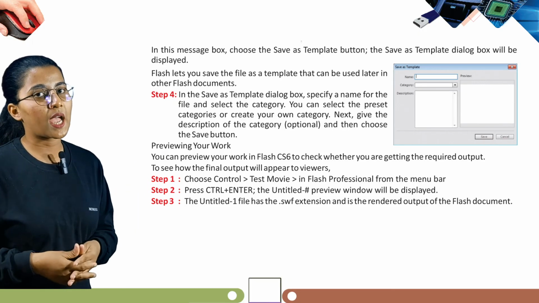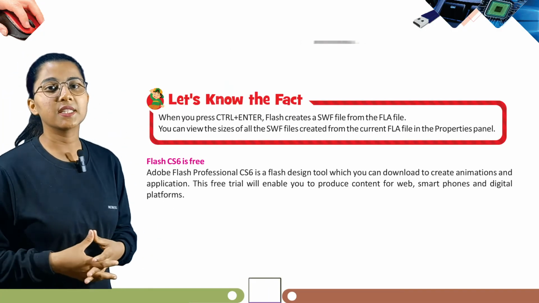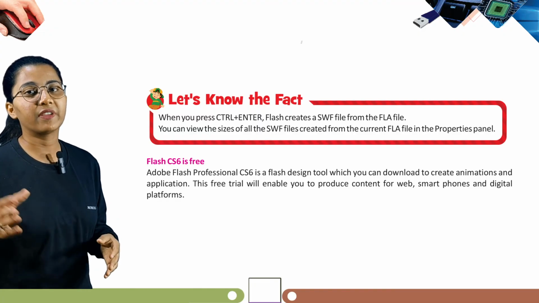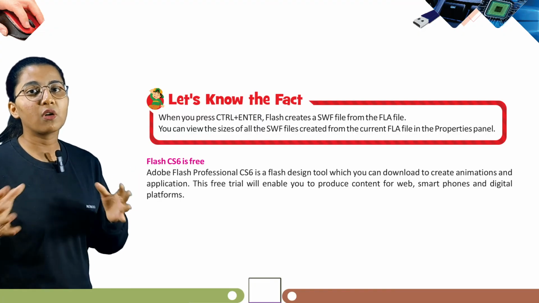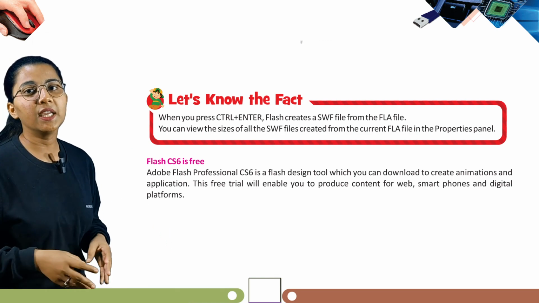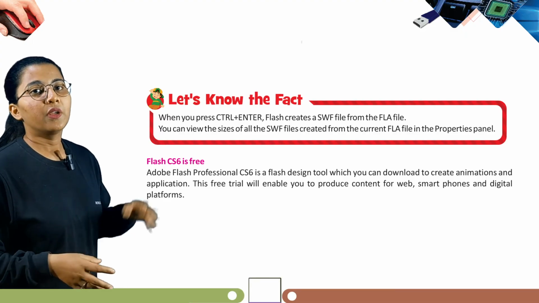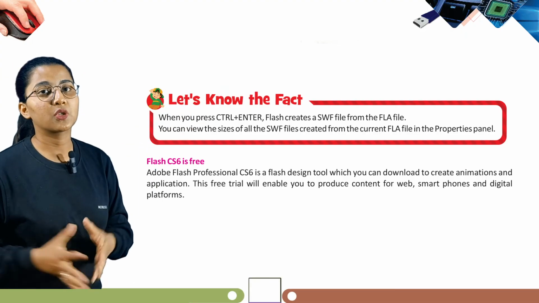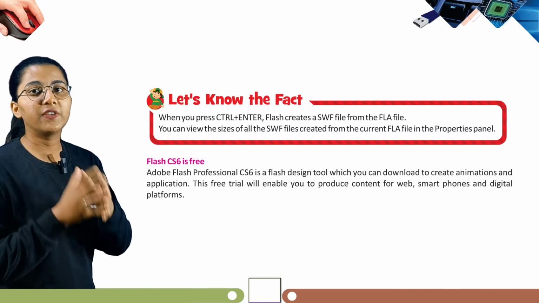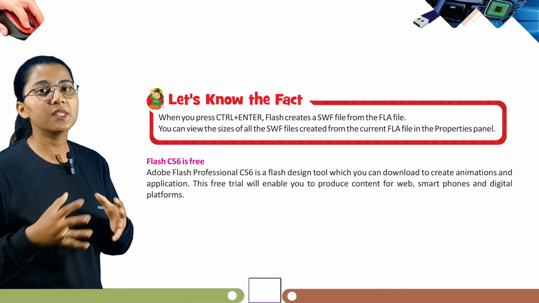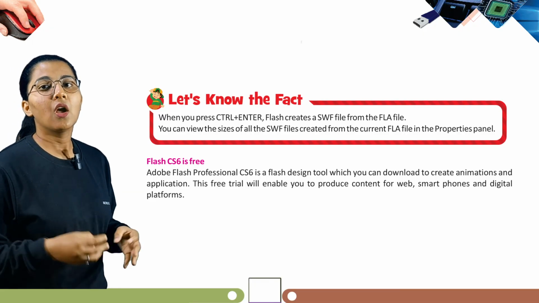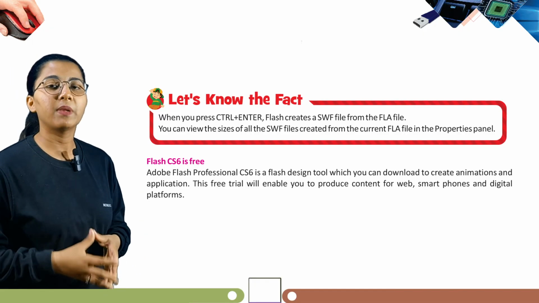So students, now it's time to know an interesting fact: when you press Ctrl+Enter, Flash creates a SWF file from the FLA file. You can view the size of all the SWF files created from the current FLA file in the Properties panel. Now, Flash CS6 is free. Adobe Flash Professional CS6 is a Flash design tool which you can download to create animations and applications. This free trial will enable you to produce content for web, smartphones and digital platforms.